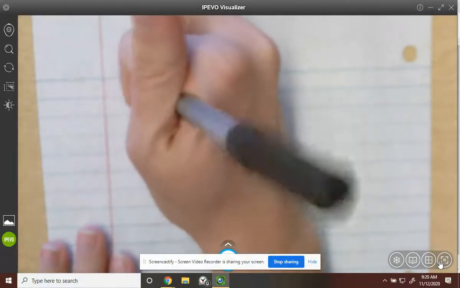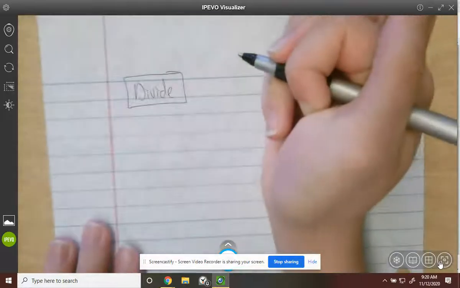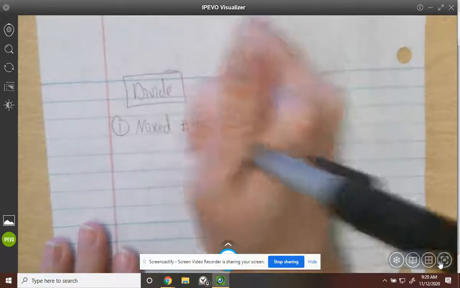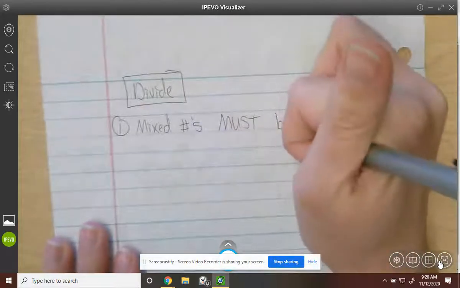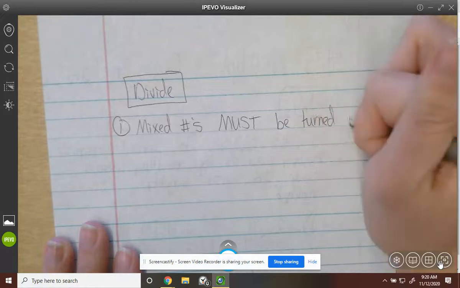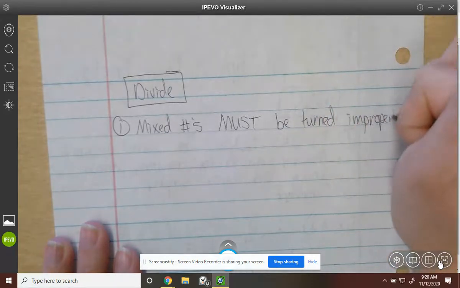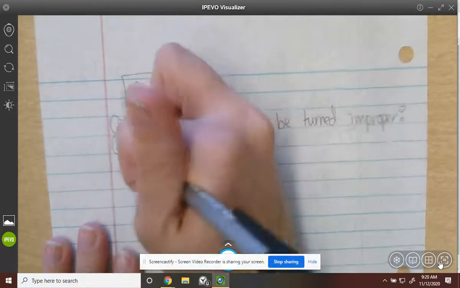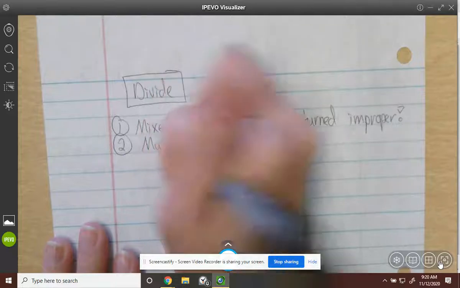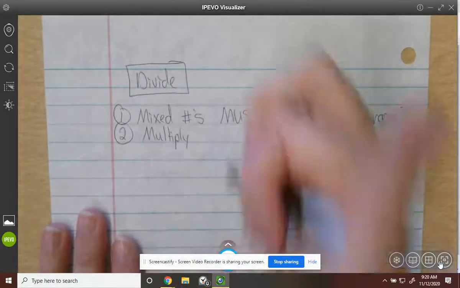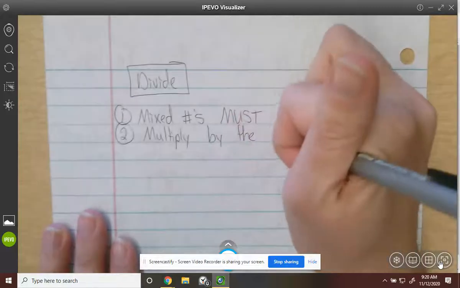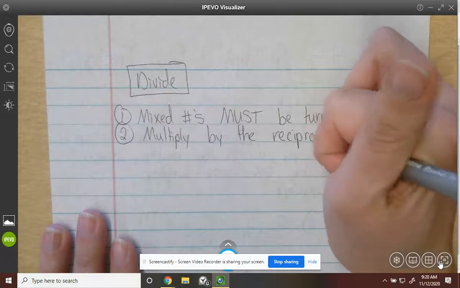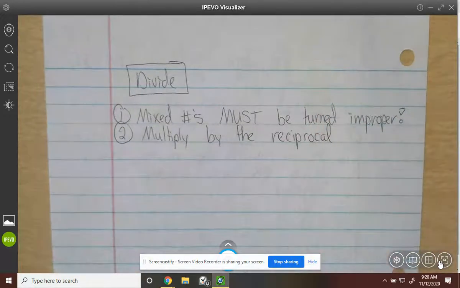So divide. Step 1, mixed numbers must be turned improper. Okay, step 2, multiply, which I know it's weird because we're dividing, but that's our step. Multiply by the reciprocal. I definitely spelled that wrong. Oh well. Multiply by the reciprocal.